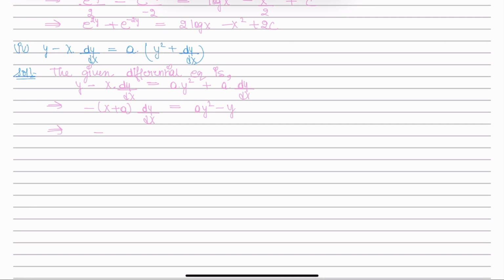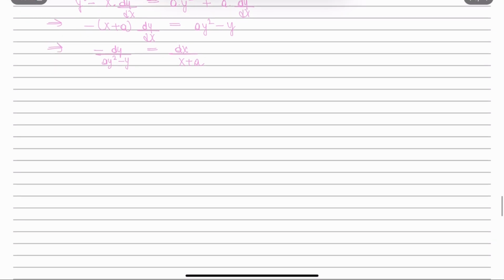Applying the variable separable form, this becomes -dy/(a y² - y) = dx/(x + a). The left hand side becomes y(ay - 1) = dx/(x + a). Using partial fractions, left hand side becomes -(a/(ay - 1) - 1/y) dy = dx/(x + a).